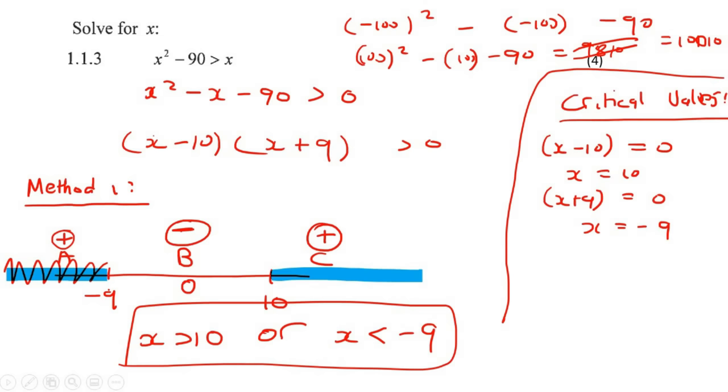Now let me show you my second method, which is a method I use more often nowadays, but I use both depending on what I feel like doing in the moment, so I'll show you both. So here comes the second method I could use.